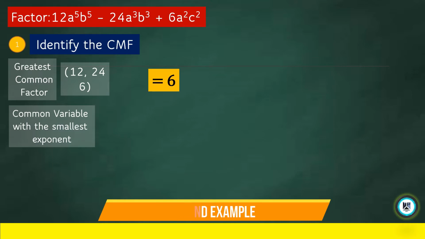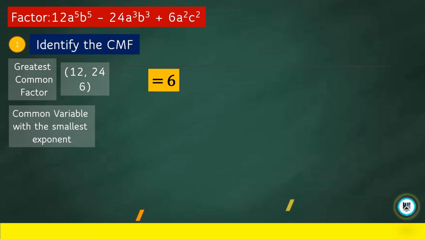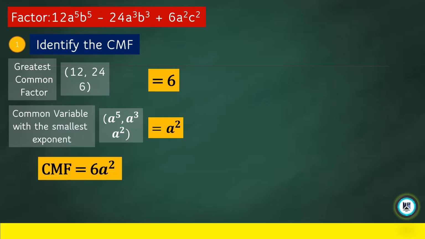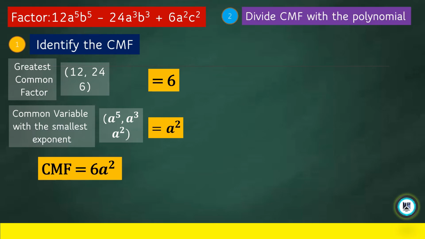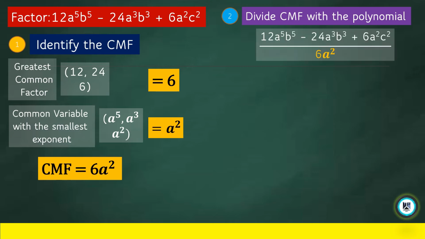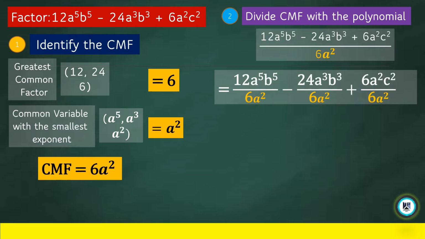Then, for the common variable, upon close inspection, you will observe that the variable a is the only variable present in all terms. Therefore, we will only work on variable a. Got it? And our smallest exponent is a squared. Combining the answers, our common monomial factor is equal to 6a squared. The second step will be to divide the common monomial factor with the given.